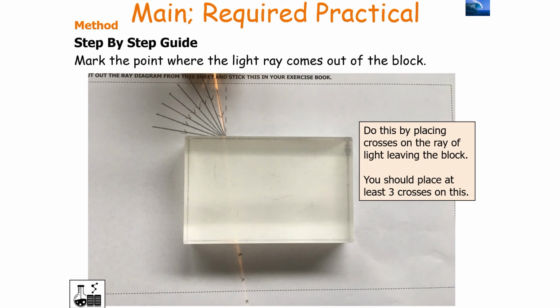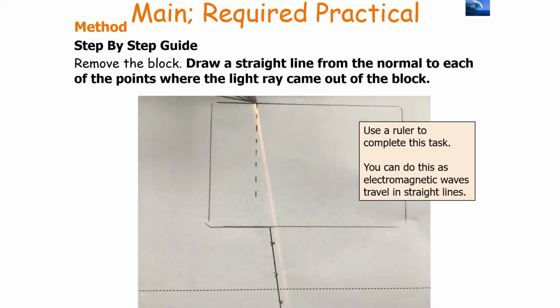You then mark the point where the light ray comes out of the box, and do this by placing crosses on the ray of light leaving the box, at least 3 crosses. You then remove the block and draw a straight line from the normal to the point where the light comes out of the block. Again, use a ruler to complete this task, and you can do this because the electromagnetic waves travel in straight lines.